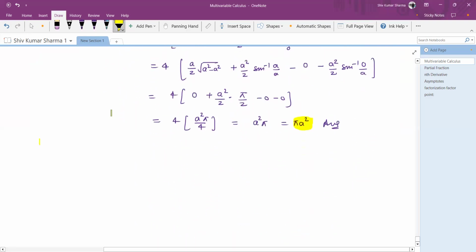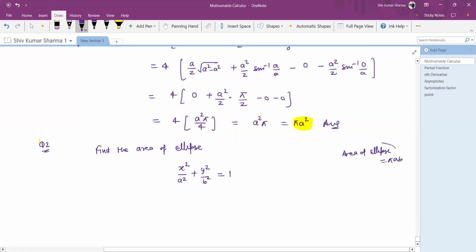Similarly, we do the second question. The second question basically belongs to the ellipse. So find the area of the ellipse. The ellipse is given as x square upon a square plus y square upon b square is equal to 1. So we know what the area of the ellipse is: the area of the ellipse is pi ab. So pi ab will be the answer of this question also.